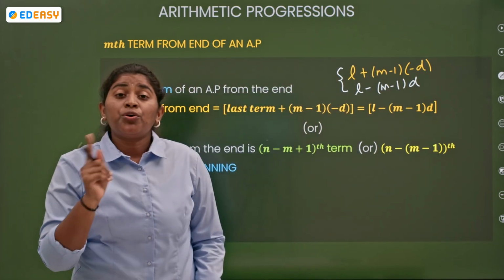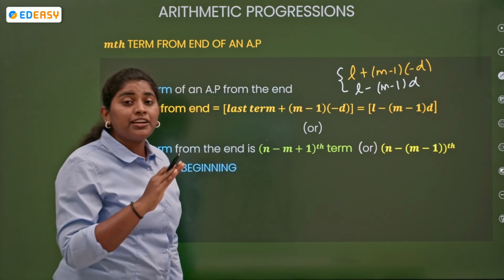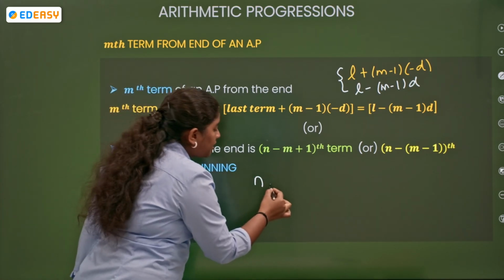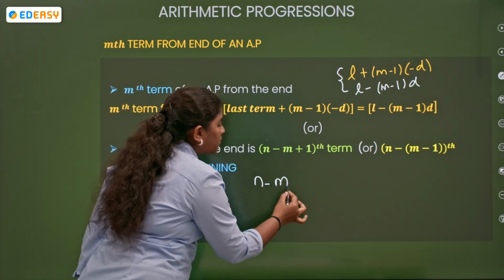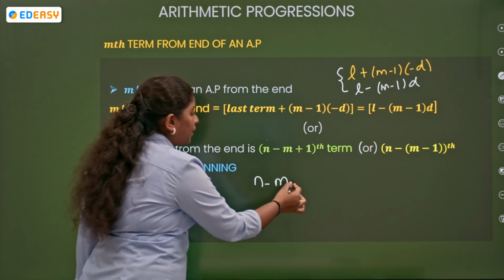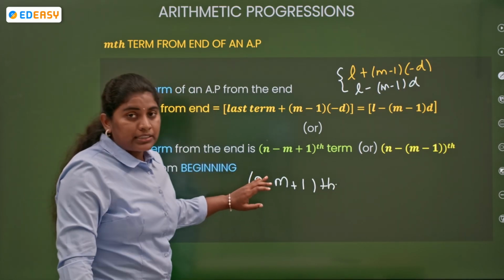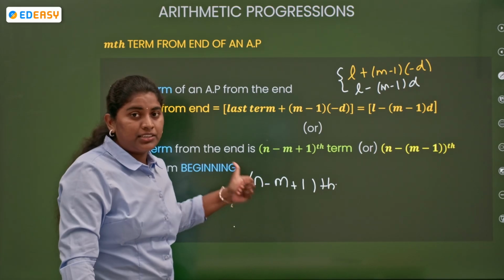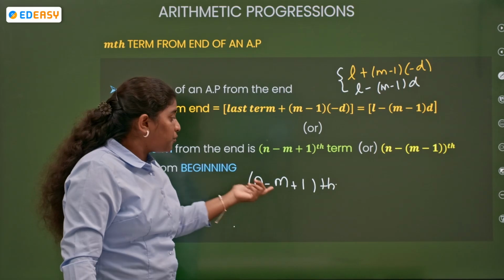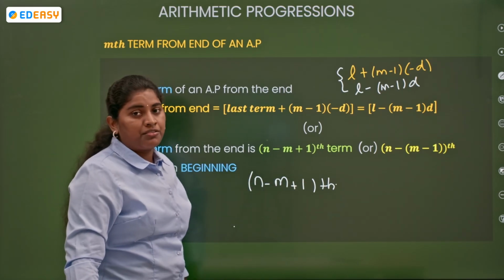This is if you know the last term. But if you don't know the last term, then to find it from the beginning, you need to find the number of terms, subtract the position of the term that is required, and add 1. This is the position of your required term from your beginning. Clear? So we use the first when we know the last term, and if we don't know the last term, then we go for the n minus m plus 1th term from the beginning.